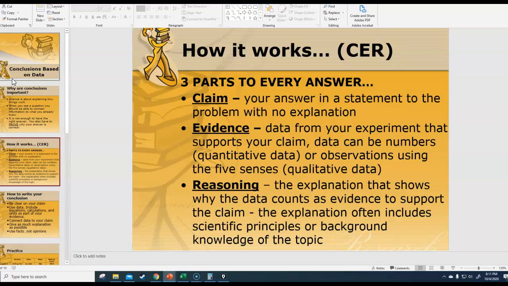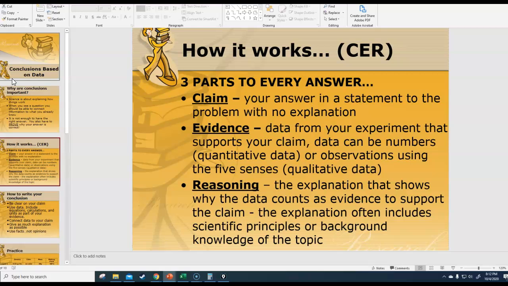The first part is the claim. Okay, so I ask you a question, your answer to the question with no justification or reasoning, that is the claim. And we'll see some examples here in just a minute. The evidence, evidence could either be quantitative or qualitative. In this class, because this is physics, it's always going to be quantitative, meaning it's always going to be numbers based. Oftentimes you're going to have to do calculations as part of your evidence. But generally speaking, your evidence could be based off of any observations that you make as well.